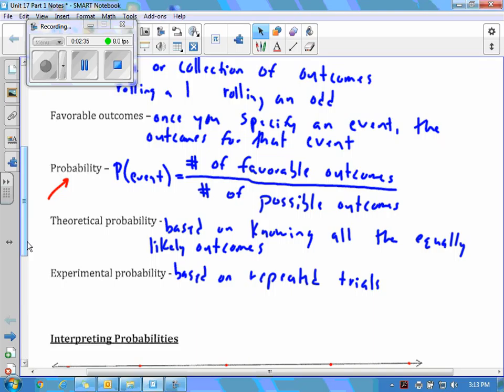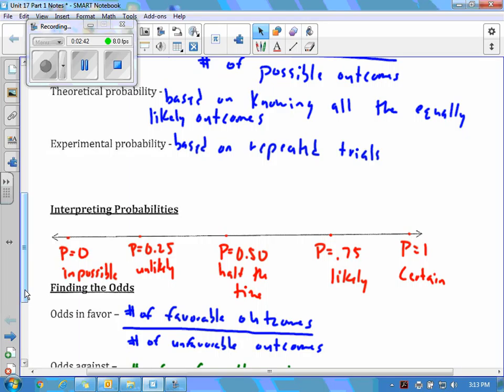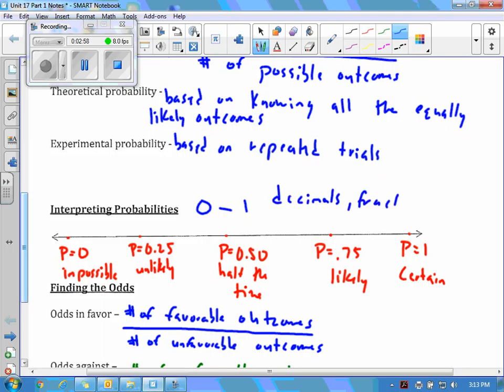Moving on a little bit further, we have a number line set up here. This says interpreting probabilities. A probability can be anywhere between 0 and 1, which I know 0 to 1 isn't a big gap, but we're talking about all the decimals in between. We can write them as decimals. We can write them as fractions. We can write them as percents. But it's always going to be between 0 and 1.